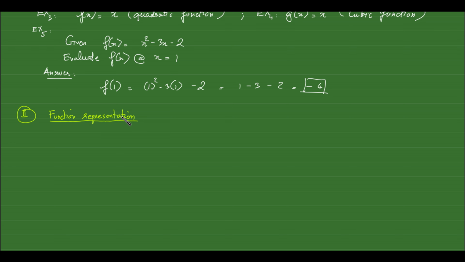Function representation. There are three different ways of representing a function. The first method is we use a table. Actually, I already mentioned a table last time.